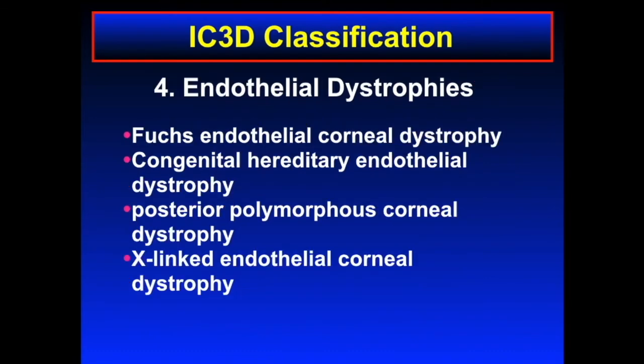Of course, among the endothelial dystrophies, Fuchs dystrophy is by far the most common corneal dystrophy. We also have CHED, or congenital hereditary endothelial dystrophy, and we can talk about posterior polymorphous and X-linked endothelial dystrophies. I've never seen a case of that, but it has moon crater-like formations on Descemet's membrane.